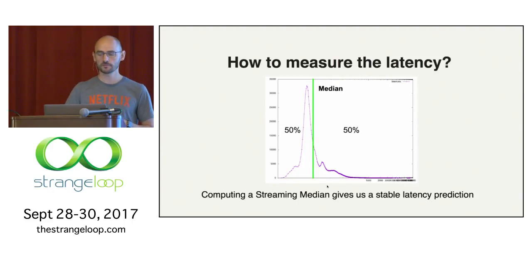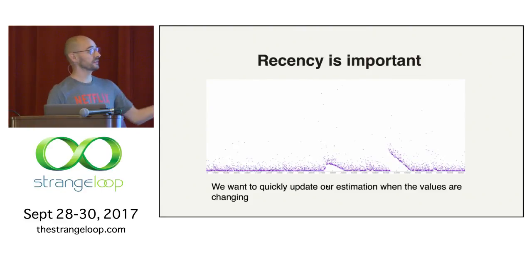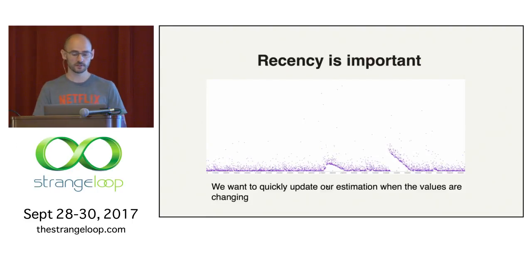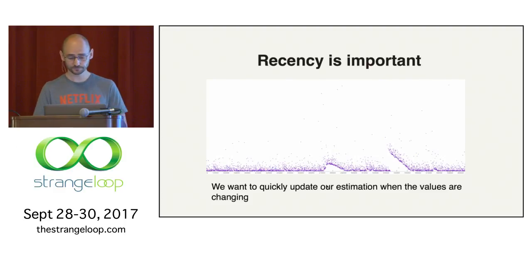The other problem with the median is recency is actually important. This is a latency plot from some actual prediction server at Netflix. And you see that over time, there is some action that could happen that may make the server actually slower, and sometimes significantly slower. So you want to have some measure of the latency, this median, that actually moves quickly when the server is becoming slow.